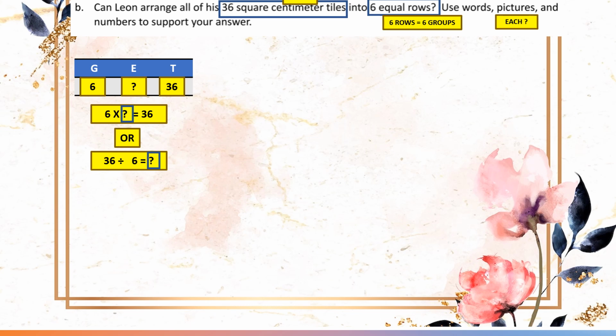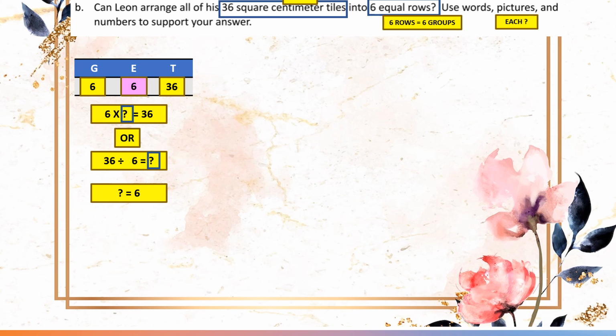Now, on your own, you can go ahead and skip count by 6s until you get to 36, or create a ratio table of 6s and see what number times 6 would give you 36. So, what's our answer? Hopefully you did that work on your own already. And the answer that you got was 6. Because 6 times 6 equals 36, or 36 divided by 6 equals 6. Now, we've just used numbers to support our answer. Now, let's use a picture.